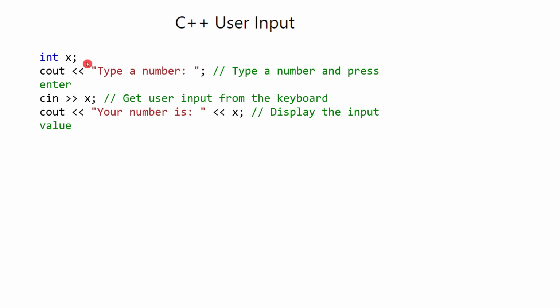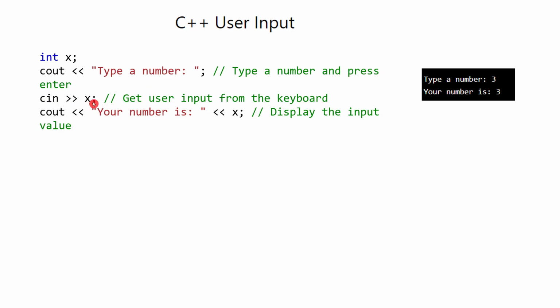So we define integer x, cout "Type a number". The display will give you "Type a number: ", press enter. Then cin, so the typed number will be taken as input into x. Then cout "Your number is" x, displaying the input value. When the program is running, "Type a number" will come first, ending with a colon. Then there will be a blinking cursor, meant for the user to enter any number. Suppose you type 3, it will be displayed as 3; 5 means 5.